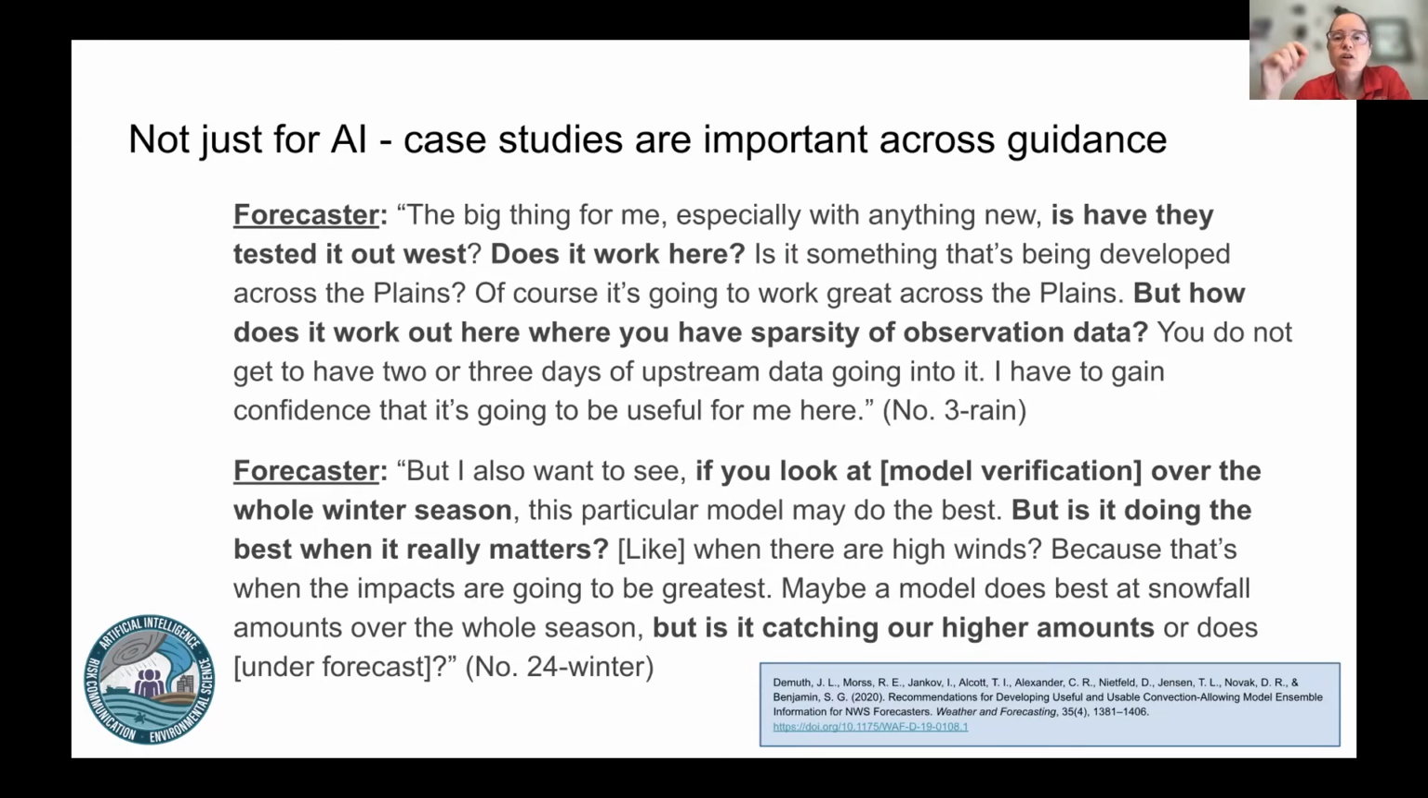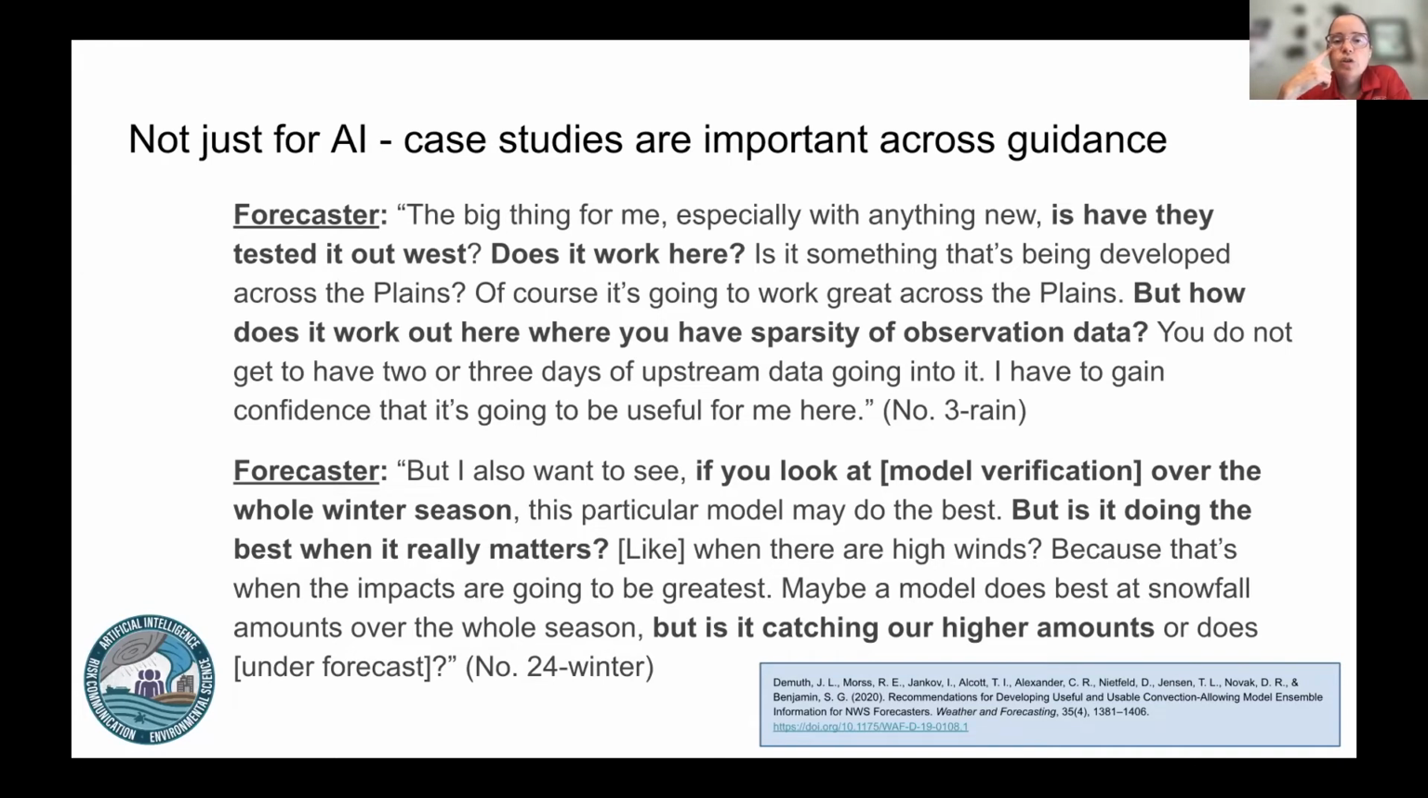Case studies are important across all aspects of guidance. They are not just important for AI, and so that's something else that I just wanted to emphasize. These results come from a different study from Julie Demuth, who's part of AI4ES, but this is a publication from outside of AI4ES.